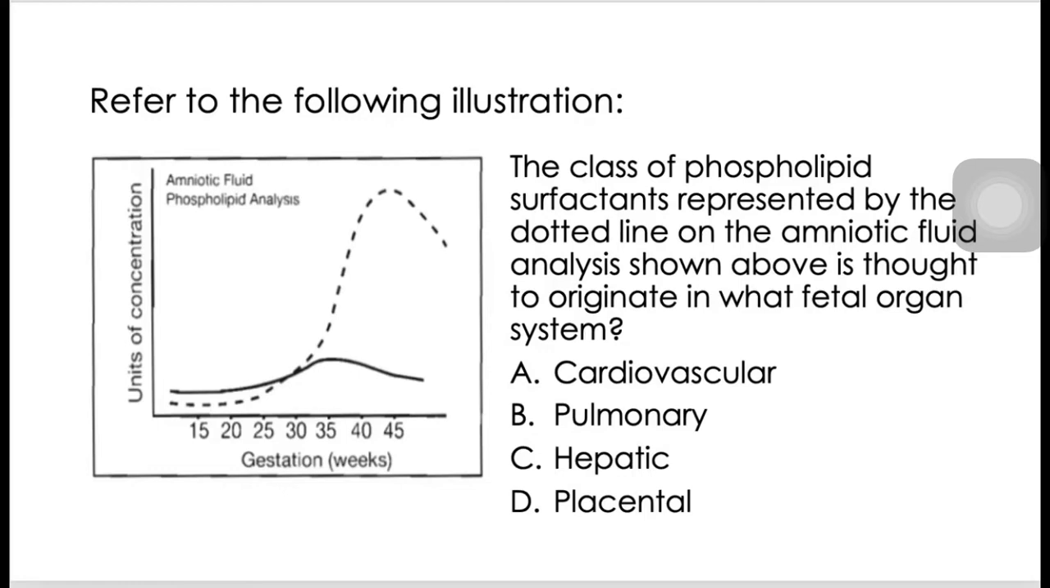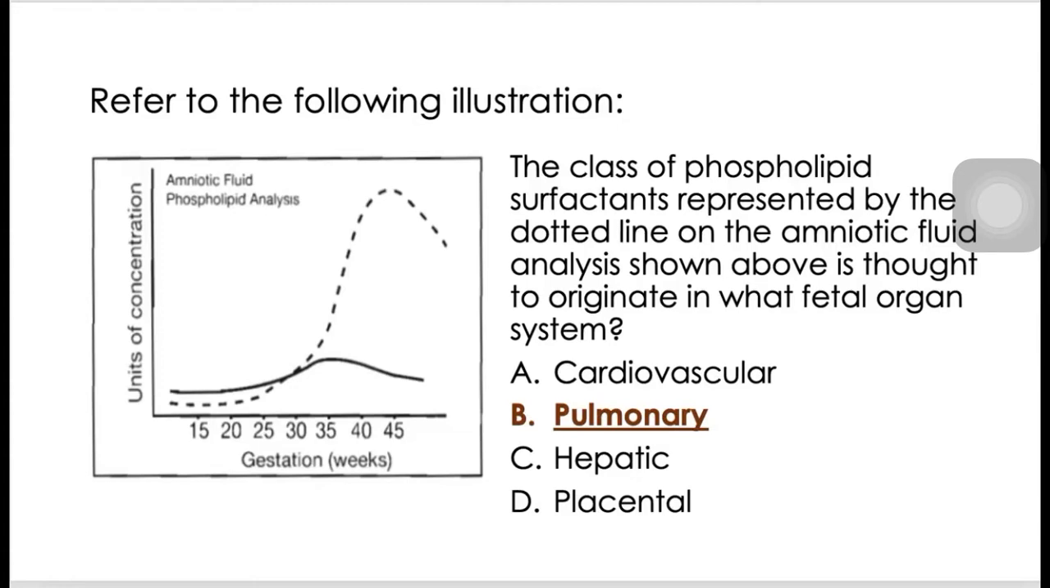The class of phospholipid surfactants represented by the dotted line on the amniotic fluid analysis shown above is thought to originate in what fetal organ system? So we have letter B, pulmonary. So this one shows an increase in the phospholipid concentration around the 34 to 36 week of gestation, or during the last trimester of gestation, wherein at this stage, po, the phospholipid is increased.